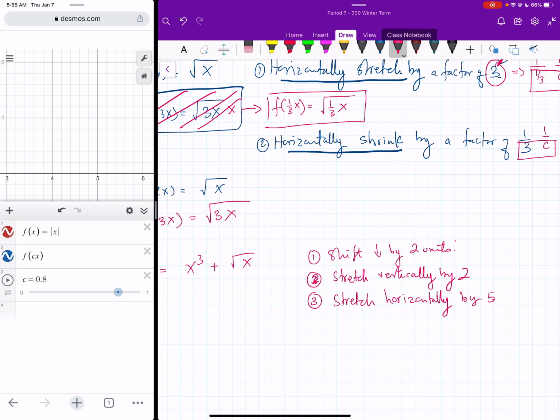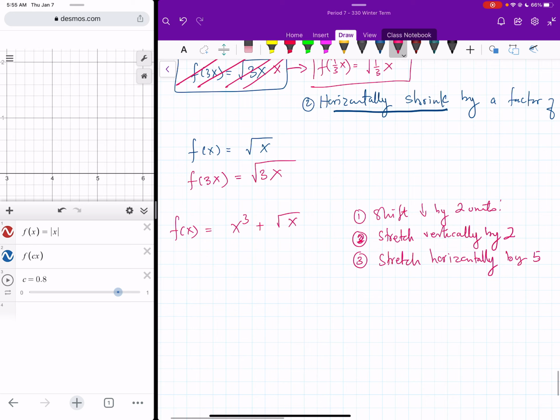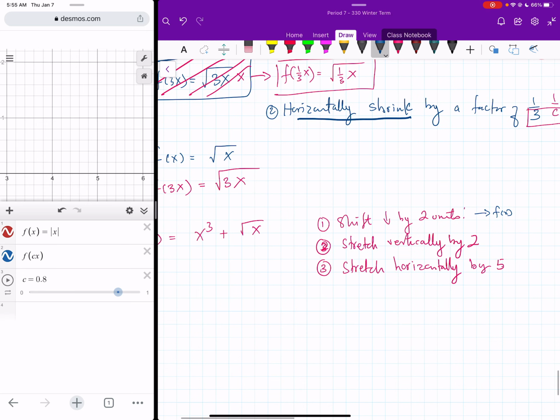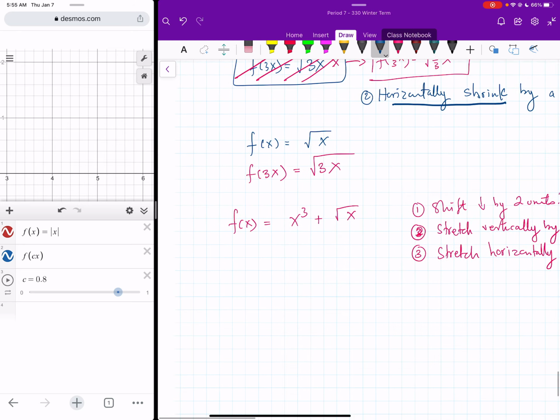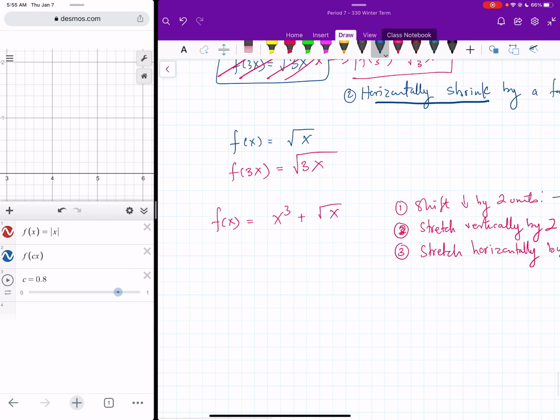So to do this, let's understand what's happening. I need to move f of x down. So that's minus 2. The function was f of x, now it becomes f of x minus 2. That would become x cubed plus square root of x minus 2.